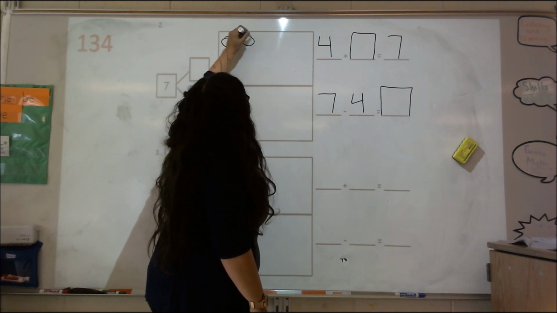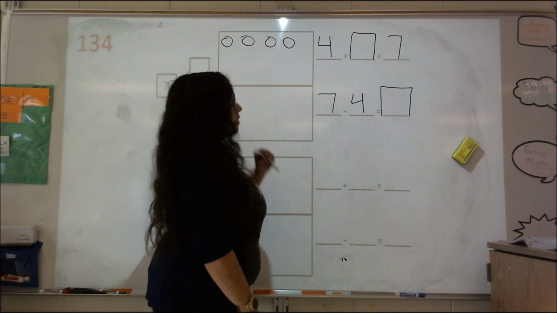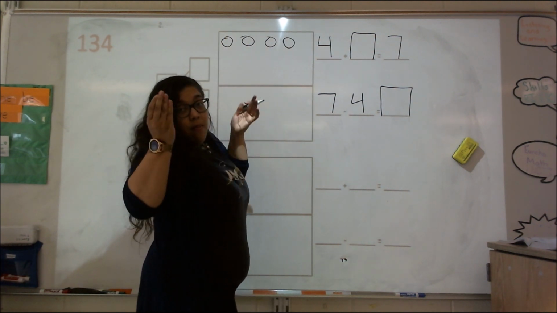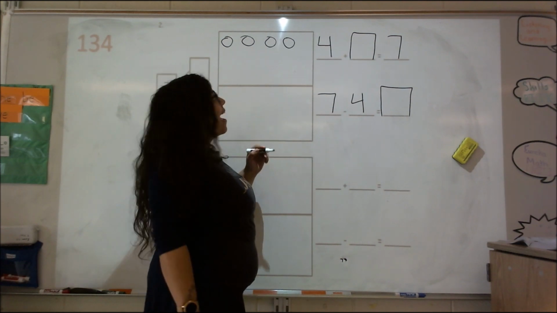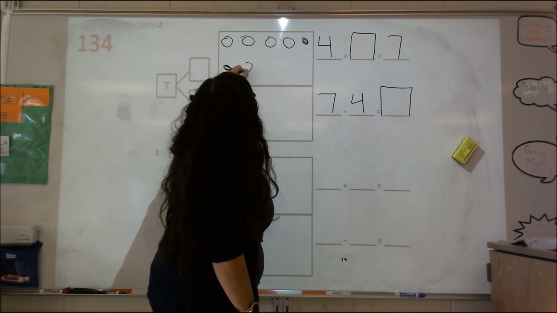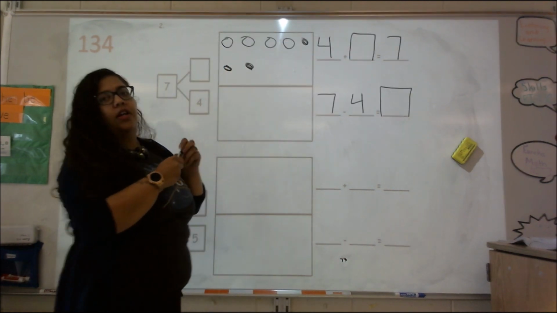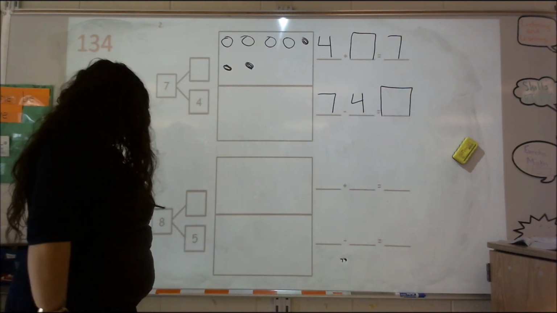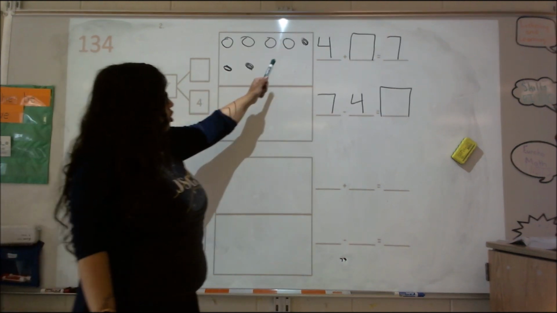4 children came to school on time. Some more showed up, and now there are 7. How many children joined the group?